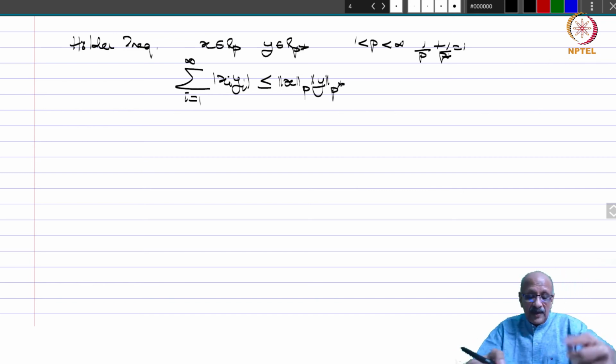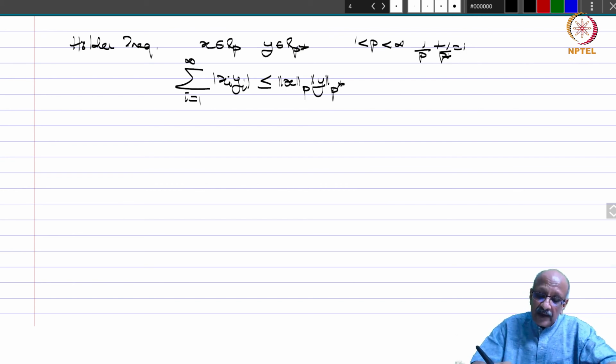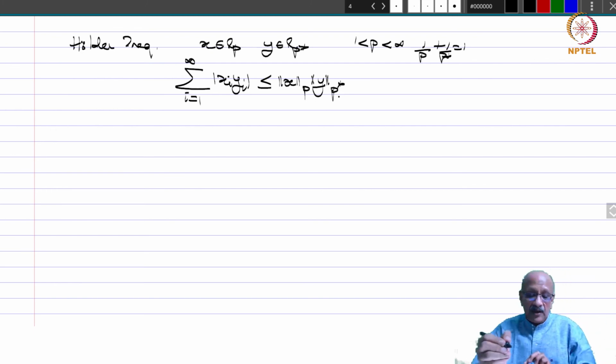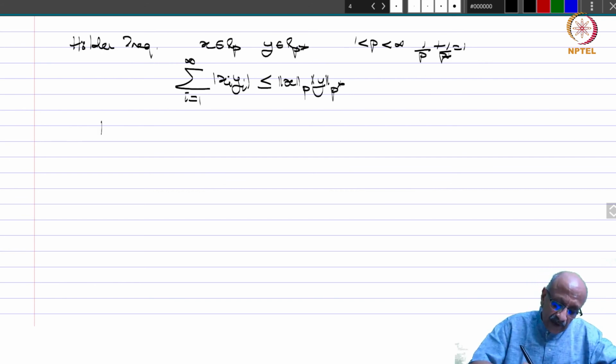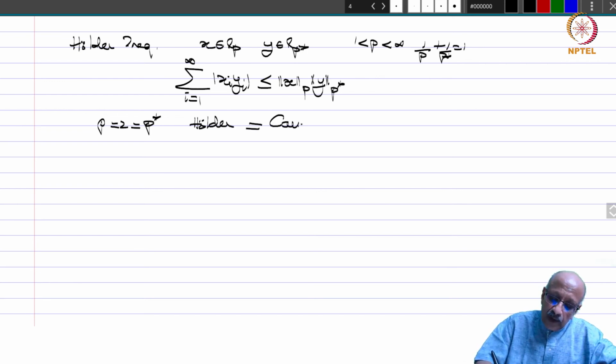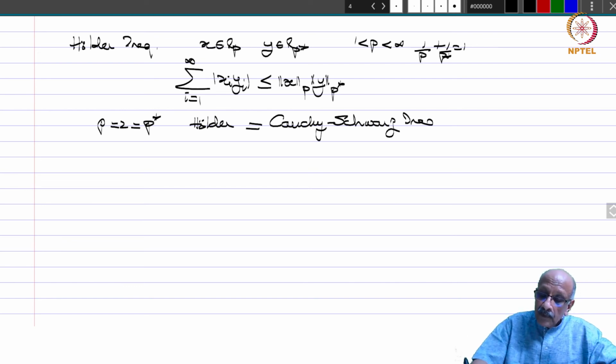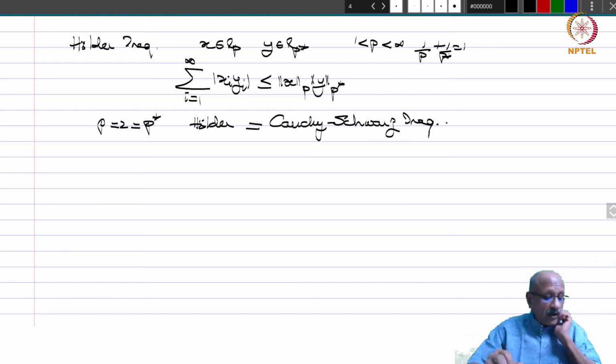Again, as I said, you do this for any k, you will get it up to k, and then you can write this on the left hand side, right hand side, and therefore now you can pass to the limit as k tends to infinity, so you get this. So you have the Hölder inequality. I forgot to tell you that if p equals 2 equals p*, then Hölder is the same as the famous Cauchy-Schwarz inequality, which you might have already come across.